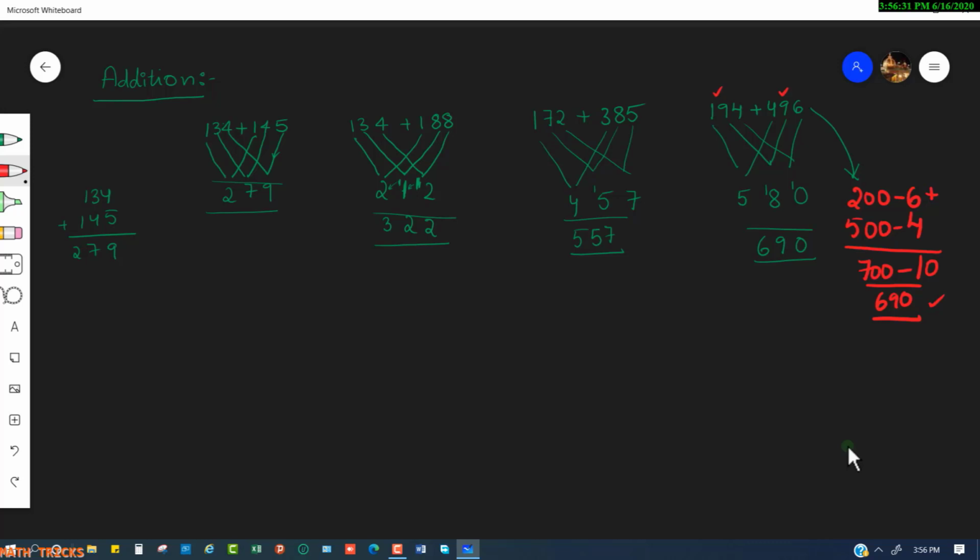This is the addition trick. You can apply this trick to any number of digits.